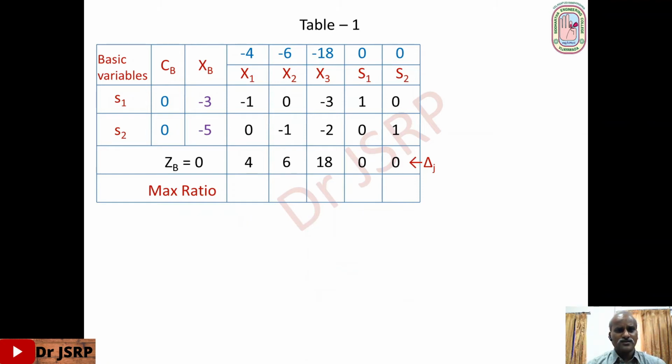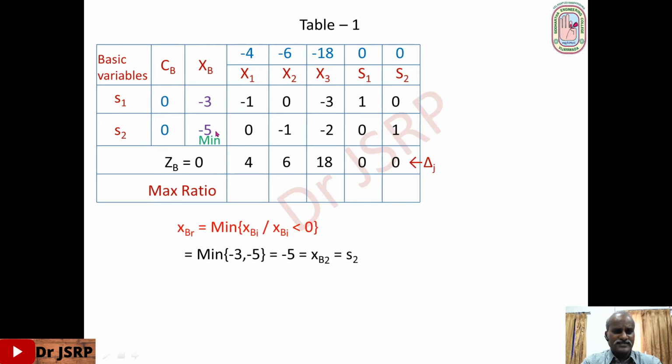That means we find a new basic solution by replacing one of the basic variables by a non-basic variable as before, but the approach is different. Here first we find the leaving basic variable. How do we find it? Take the negative values in the solution and among those negative values find the minimum value. So XBr equals minimum of XBi such that XBi is less than 0. That is minimum of minus 3, minus 5. This is the minimum value. So what is the corresponding variable?